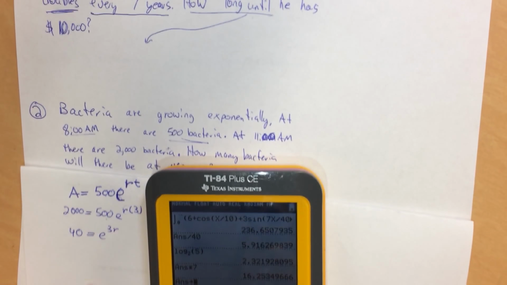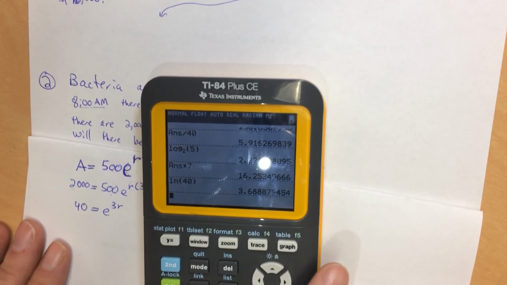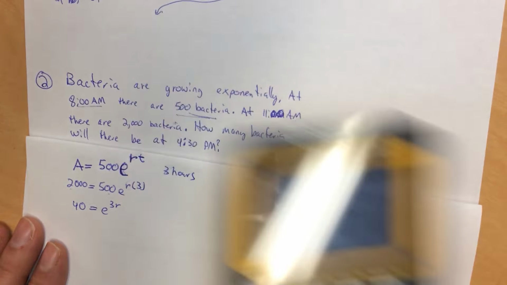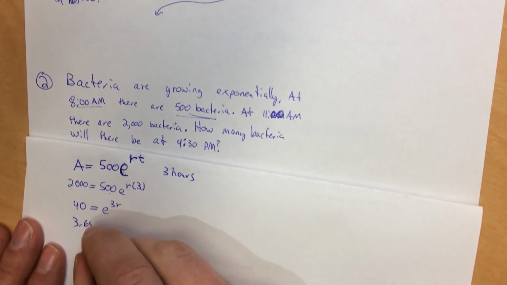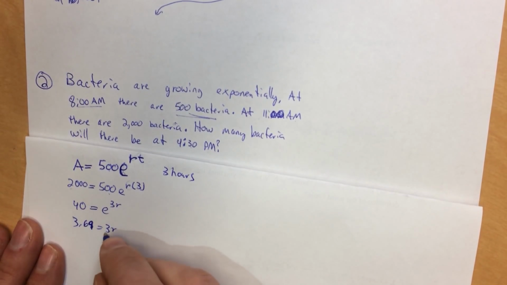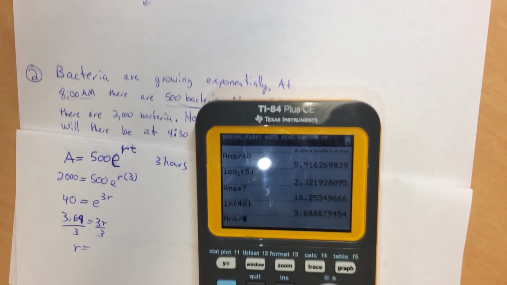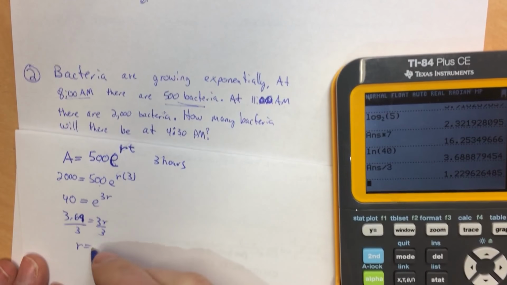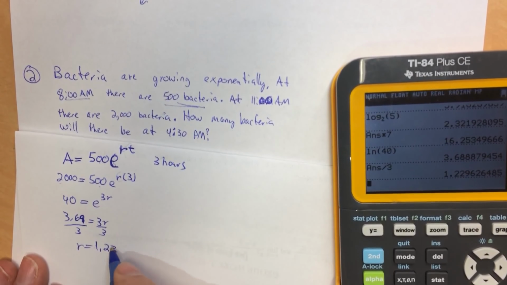One of the reasons we choose base e is because it's easier to type in natural log than some of the other logs. It's right there on your calculator. You don't have to press log base. So 3.68, actually it rounds to 9, equals 3R. Divide by 3. R equals, let's divide this exact number by 3, 1.23. So this is going to be our rate.